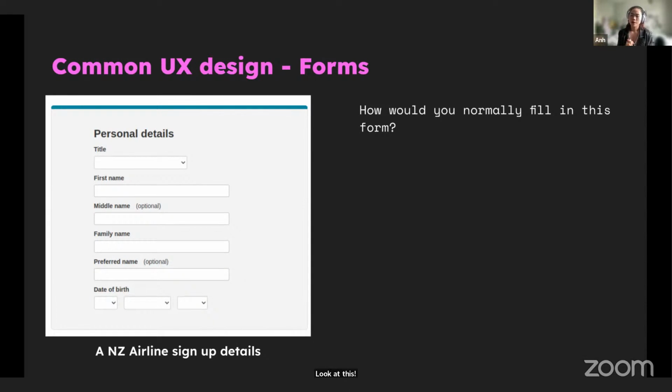So look at this form. This is from a New Zealand airline sign-up detail form. And on here it's asking you to fill in personal details, including the title, first name, middle name, family name, preferred name, and date of birth.